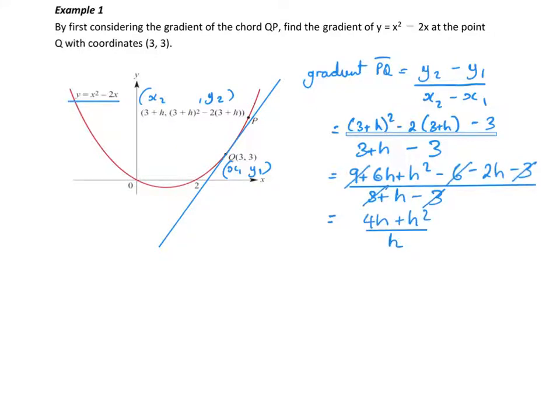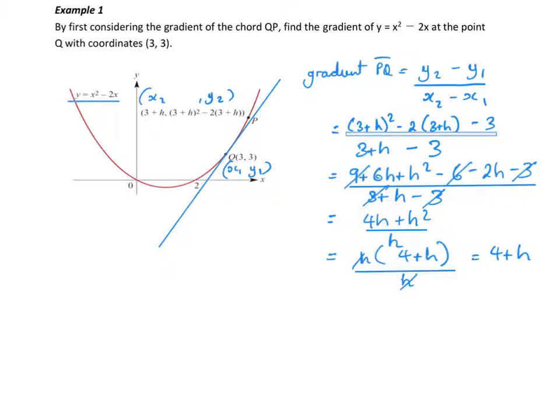Now let's tidy that up. So tidying that up, 9 take away 6 take away 3, it's gone. You're left with 6h take away 2h up the top, which is 4h, plus h squared, and down the bottom the 3's cancel out and you're left with h. Now the last thing that I would do there is take out h up the top, and I've got 4 plus h over h, and of course the h's now cancel out and you're just left with 4 plus h. So what I have found there is the gradient of the chord QP.